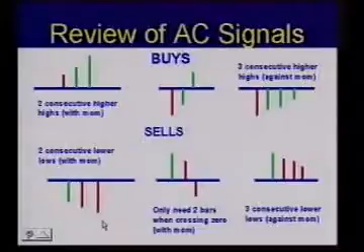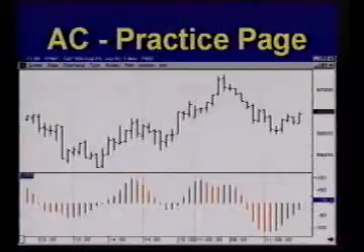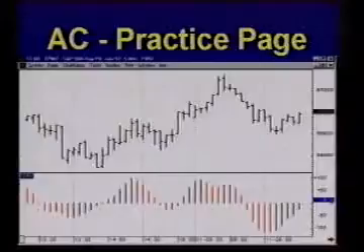So now let's go through and look at some charts. It should be very easy for you to go through and locate the signals by now. The AC is one of the simplest signals we have. And it's going to be, remember what AC stands for, at least a couple. So you know it's going to be either 2 consecutive or 3 consecutive color bars in a row after a color change to create a signal.